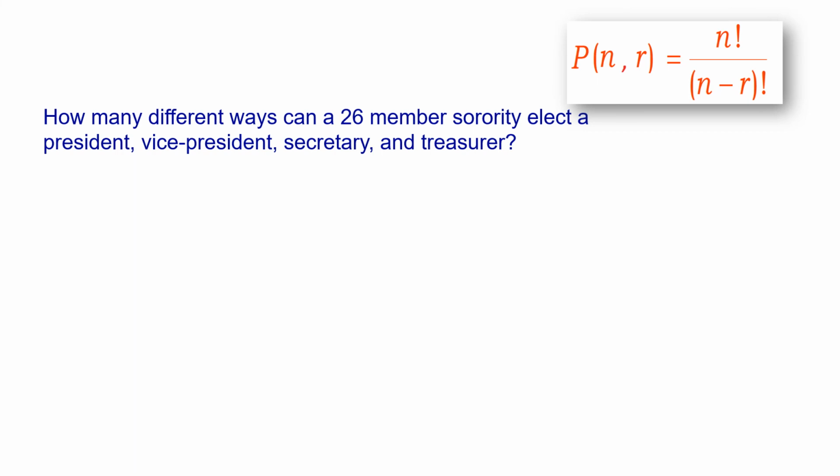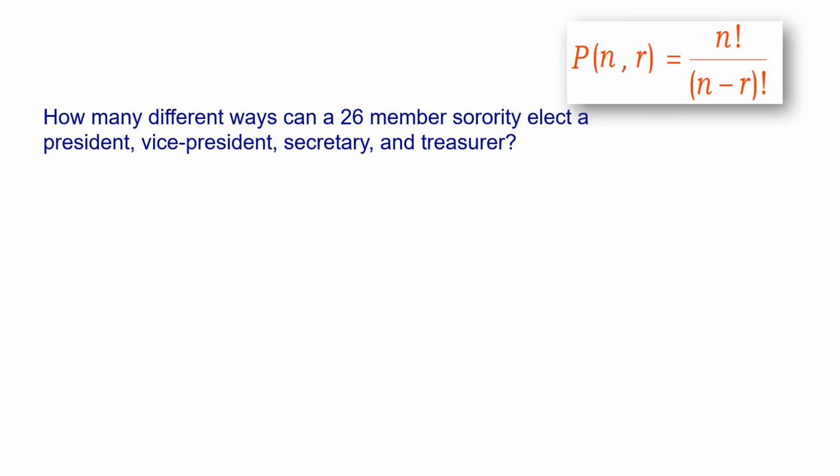Okay, here's another problem. How many different ways can a 26-member sorority elect a president, vice president, secretary, and treasurer? So again, you could look at it as there are certain seats up at the front table where the president sits in one place, vice president in another, and so on. It could be a physical arrangement, but in reality, they're not necessarily going to be sitting there, but you can see that we would still work the problem like this, as a permutation.